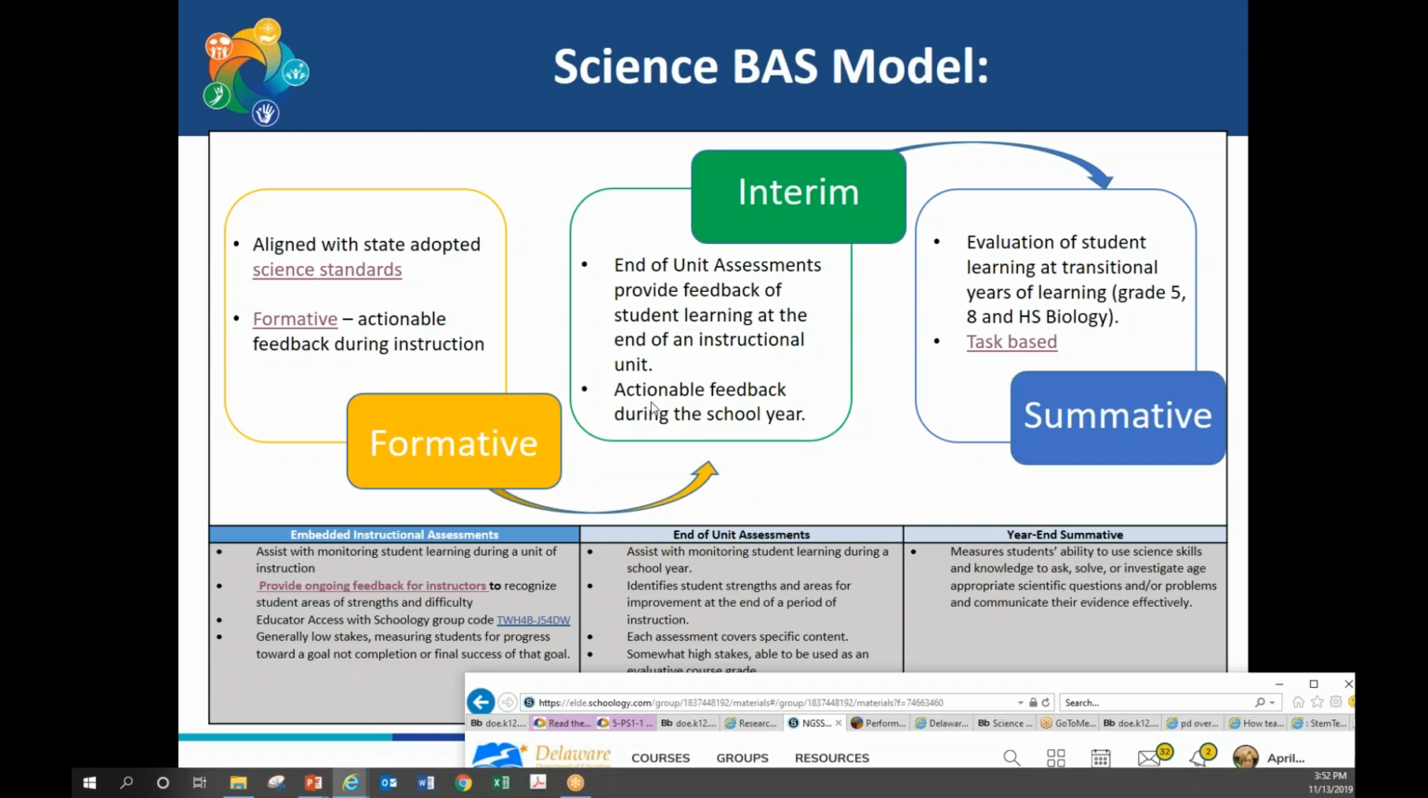And they do provide teachers with actionable feedback that they can use during the school year, as opposed to waiting until the end of the school year to find information that they could only put into action with a new group of students.